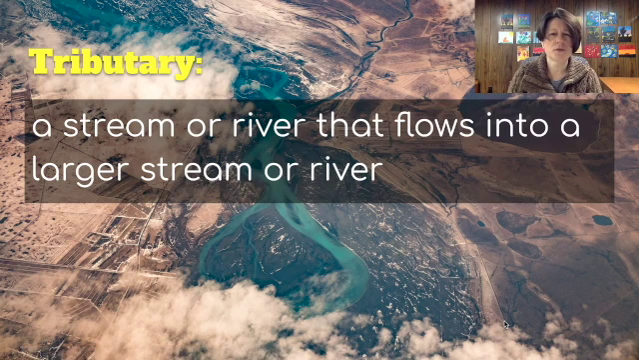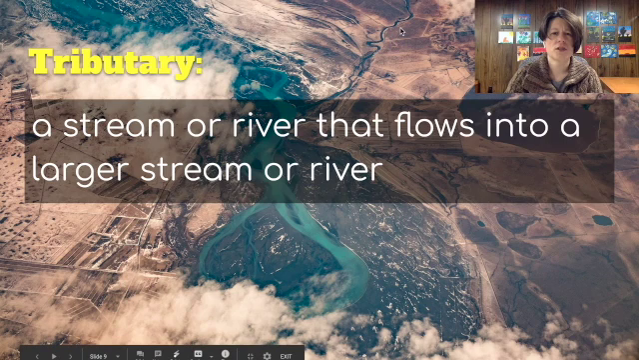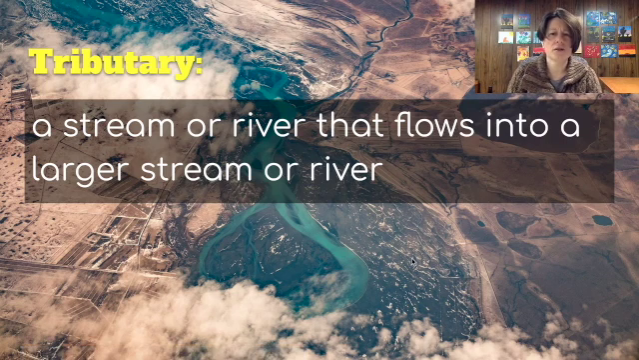So all of those streams that go into those larger streams or rivers are called tributaries. And around here, the Conewango Creek would be a tributary to the Allegheny River. And the Allegheny River is a tributary to the Ohio River. It joins that. And the Ohio River is a tributary of the Mississippi River. And you can see a tributary coming in here on this aerial view.